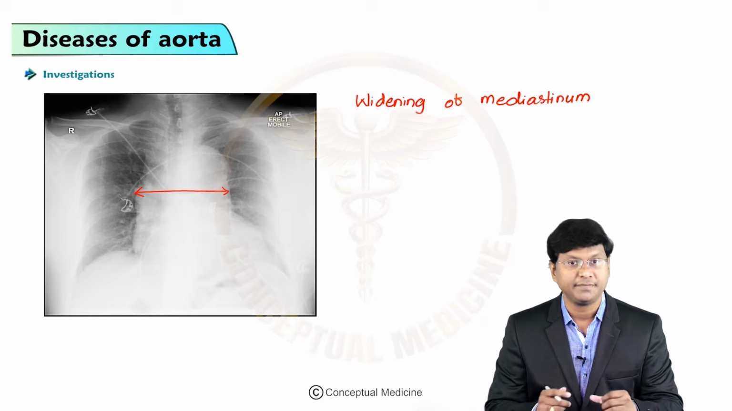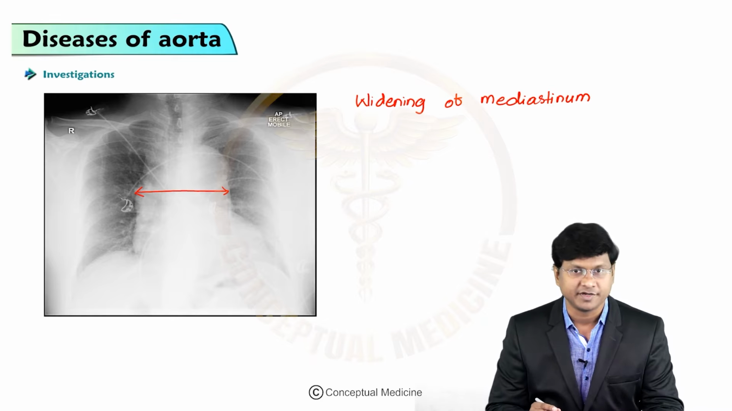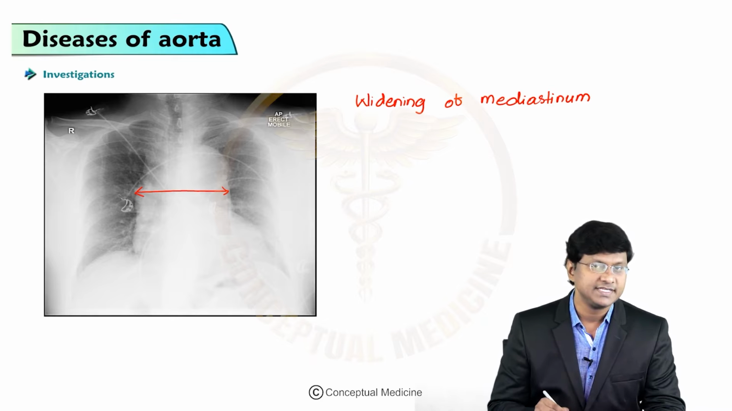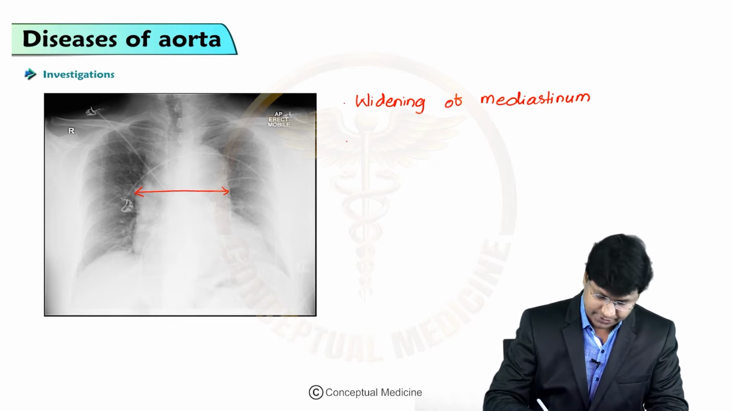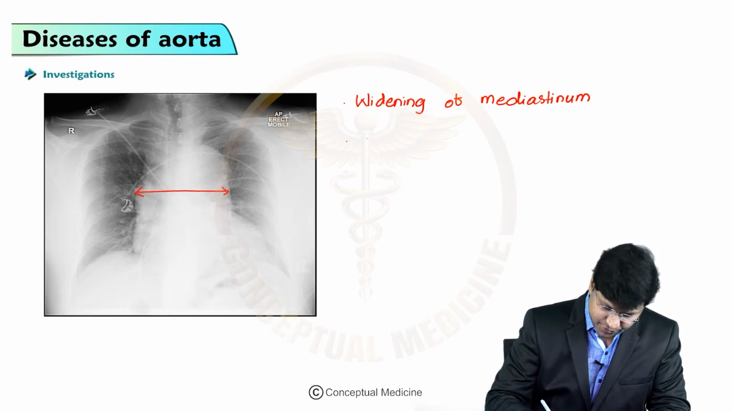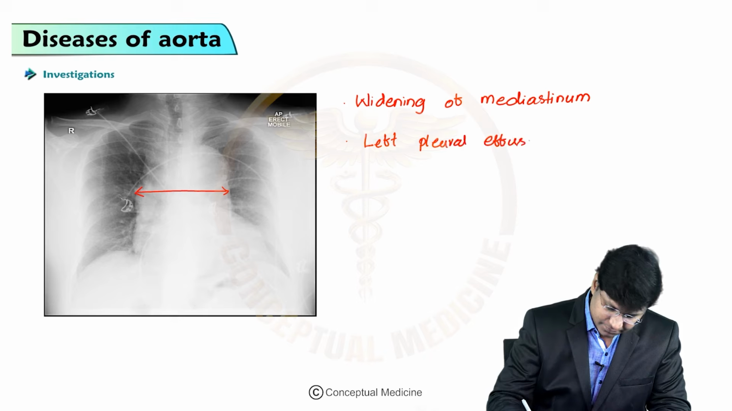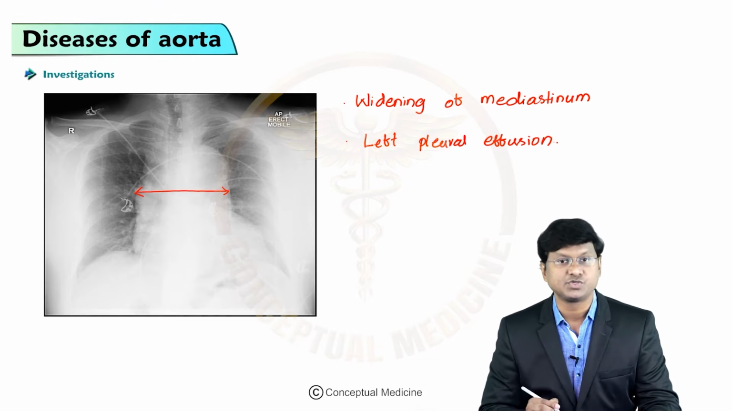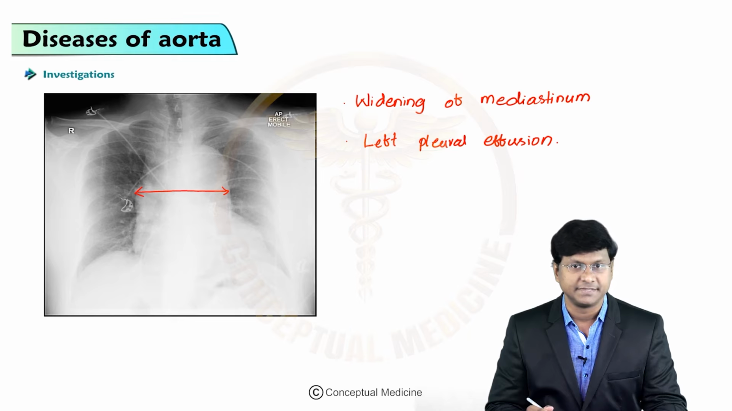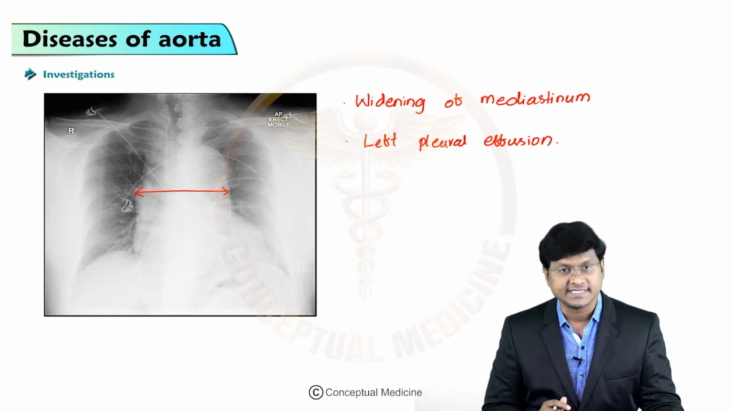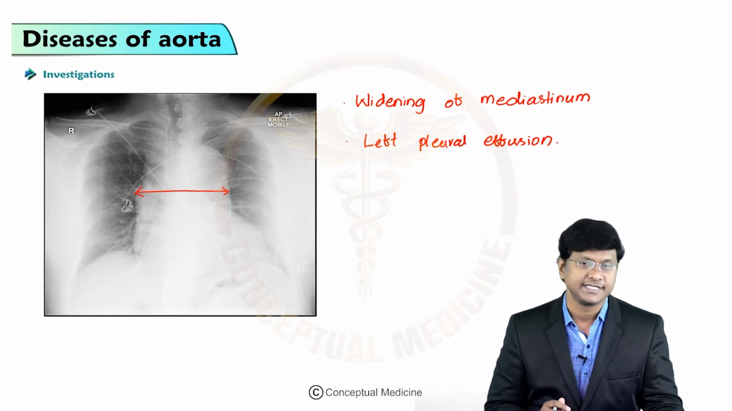Right, widening of the mediastinum is one of the very important points. Followed by that, these individuals will also have the presence of pleural effusion, and which side? Left pleural effusion. There will be presence of left pleural effusion, due to extravasation of blood. Now, these are the chest X-ray findings in patients with aortic dissection.